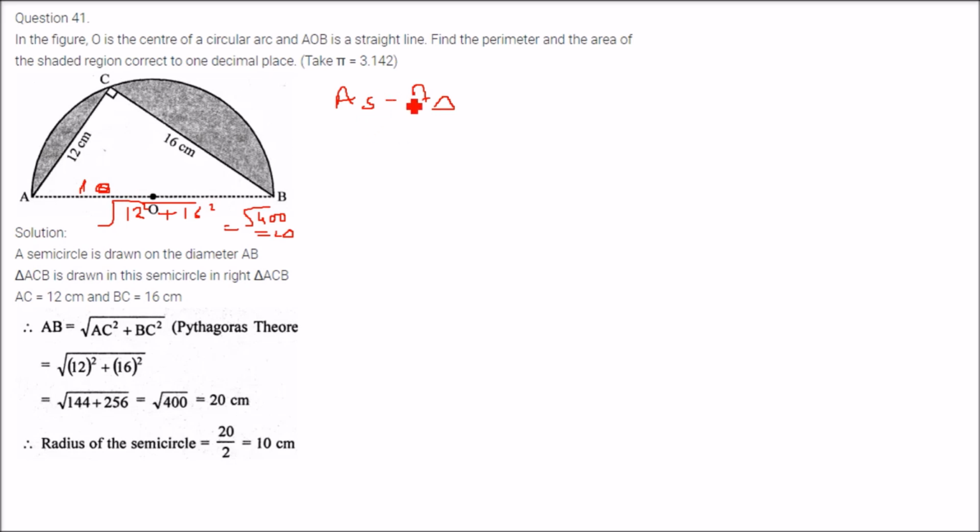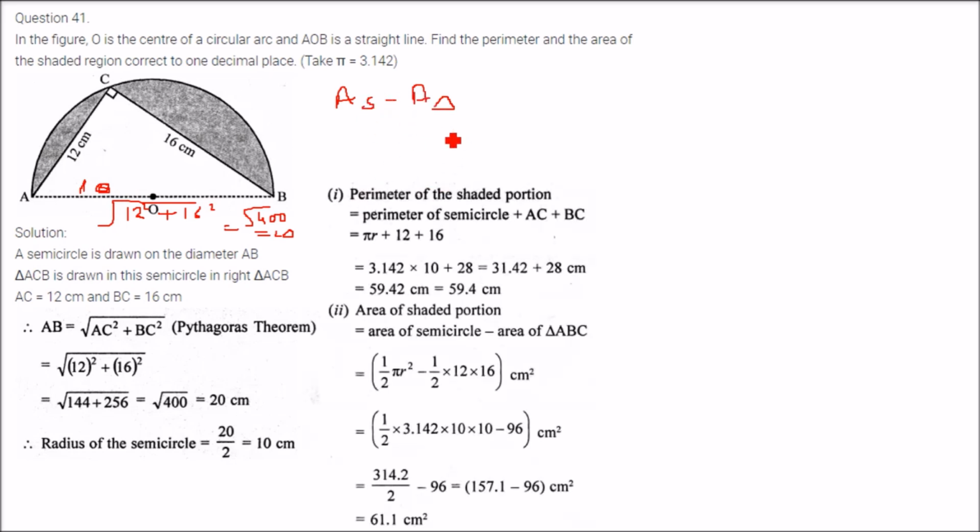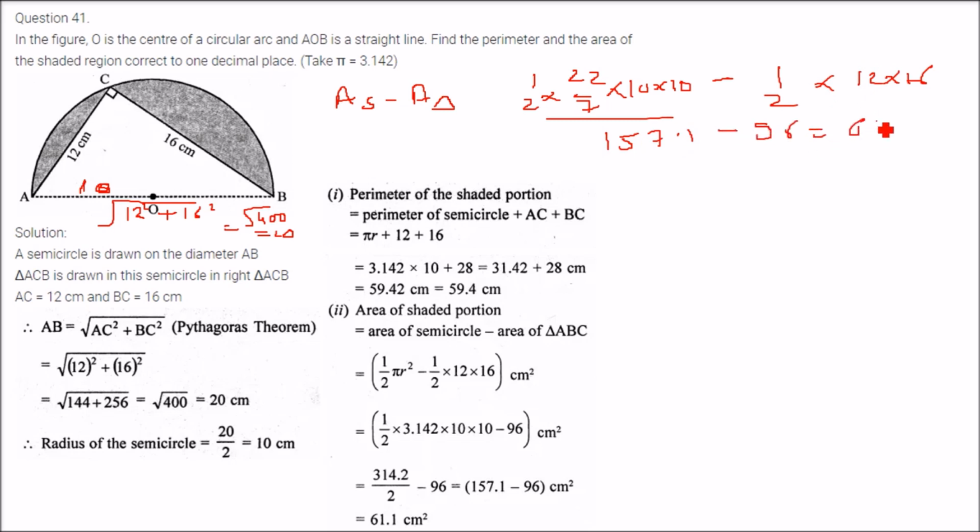So what is the area of the semicircle? It will be pi r square by 2. So 22 by 7 into 10 square by 2, minus the area of the triangle, which is simple because base and altitude are both given, 12 and 16. 12 into 16. If you compute this, the semicircle will come as 157.1 and this is of course 96. So this is 61.1 centimeter square.